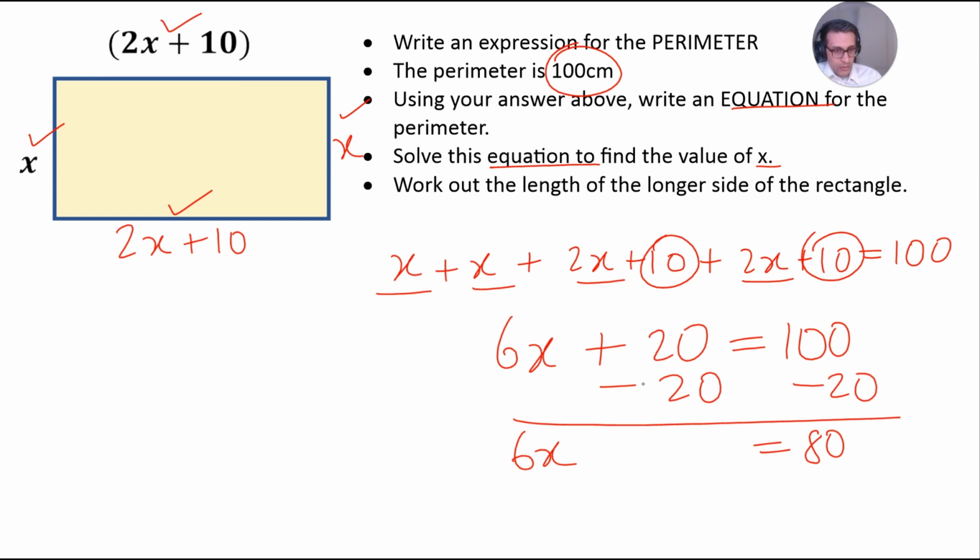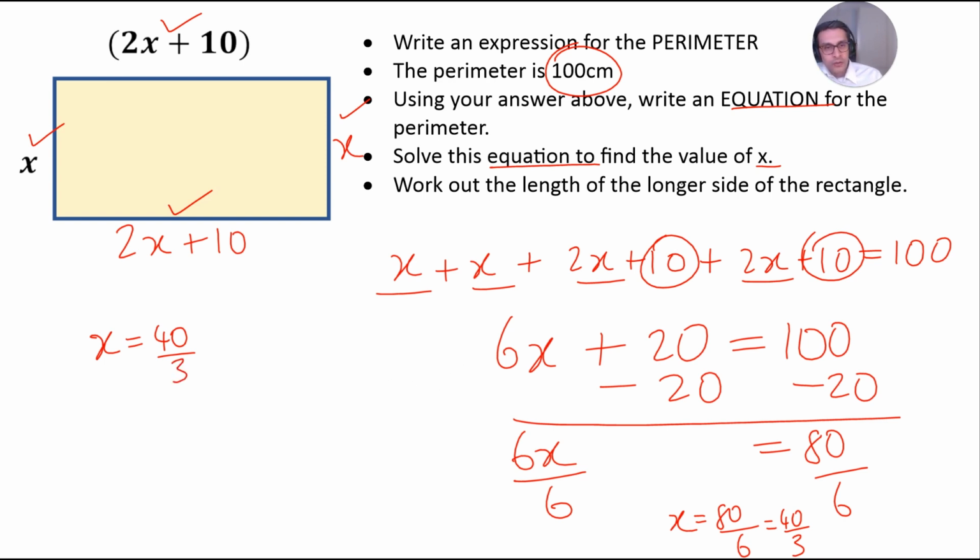And then we're going to divide by 6. So x equals 80 over 6. So in this case, we can simplify this a bit. If you divide that by 2, it's going to become 40 over 3. Now we can just leave it as 40 over 3. So x equals 40 over 3.